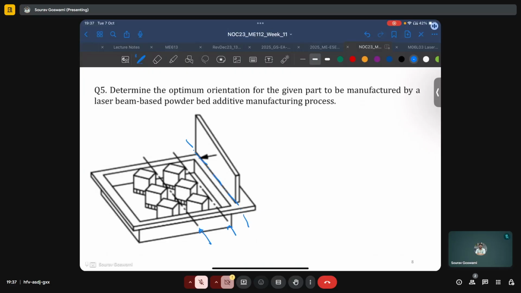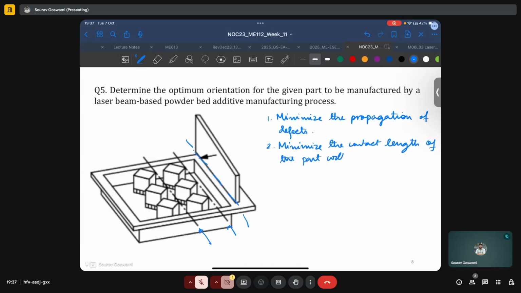Here, the relevant guidelines can be to minimize the propagation of defects, minimize the contact length of the part with the recoating system, just like the previous case, and to minimize the number of edges parallel to the recoater.